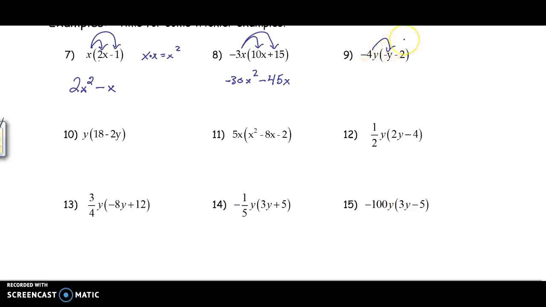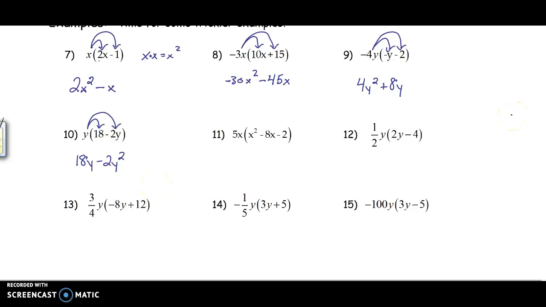Negative 4y times negative y is 4y squared. Negative 4y times negative 2 is going to be plus 8y. Number 10. Y times 18 is 18y. Y times negative 2y is negative 2y squared.